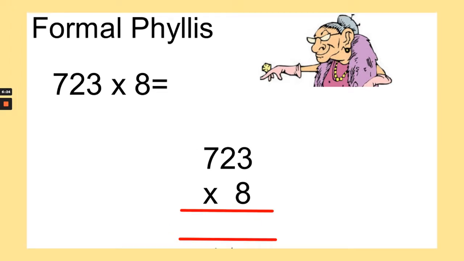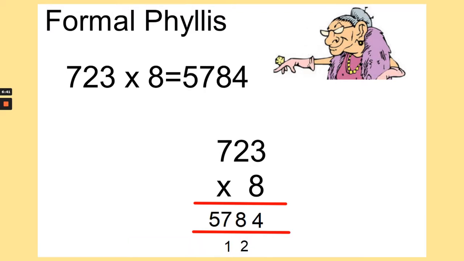And lastly, Formal Phyllis has asked us 723 times 8. Pause the video now to write your answer. Okay, let's have a look. 8 times 3 is 8, 16, 24. We put the 4 there and carry the 2. 8 times 2 is 16. Add the 2 is 18. Carry the 1. And 8 times 7 is 56. Add the 1 is 57. Your answer should have been 5,784.